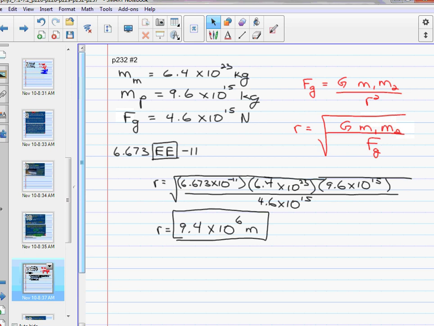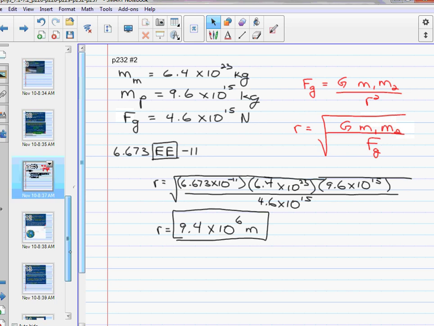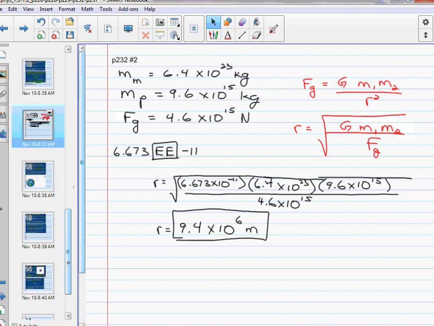So, is that right? No, that's right. 9 million meters, or it would be 900,000 kilometers. So that maybe gives you a little scale. 900,000 kilometers. They're a long ways apart.